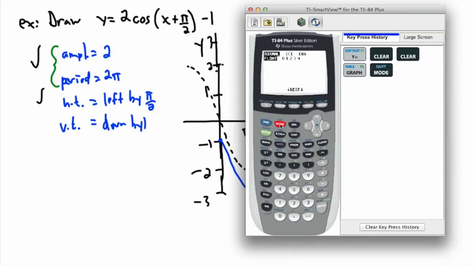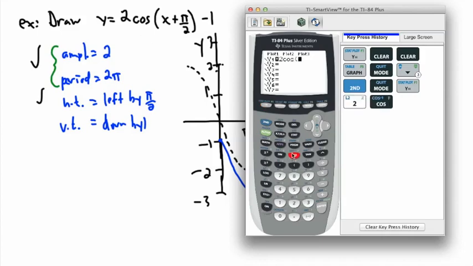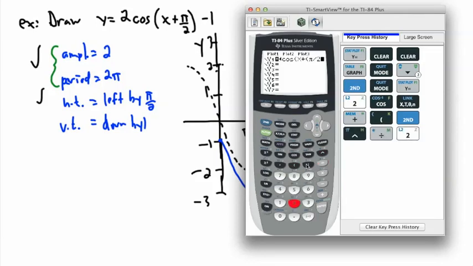I first make sure I'm in the right mode. I've got to make sure I'm in radian mode, so I can scroll down and make sure it's radian. If it wasn't, I would put it there and press enter. So now I can quit and get out of that. Now I'm in radian mode. I should put in my equation. So y equals 2 times cosine of x plus, and to be absolutely sure it doesn't mess it up, I'm going to put brackets here and say pi over 2. Now I've got to close my brackets one more time because I opened it twice, so I've got to close it twice. Take that whole thing and say minus 1.